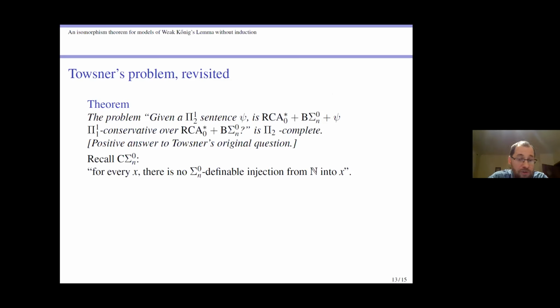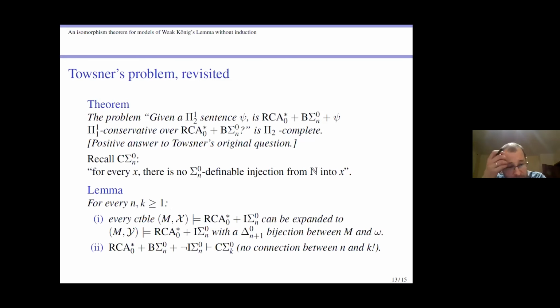Let me mention what goes into the proof. This is relatively easy. It's basically an observation. There is this thing called the cardinality principle, CΣ_n, which says it's a very weak form of the pigeonhole principle. It says that for Σ_n formulas, for any natural number x, there is no Σ_n injection from the entirety of the natural numbers, from the whole number universe into x. So it's a very, very weak PHP.